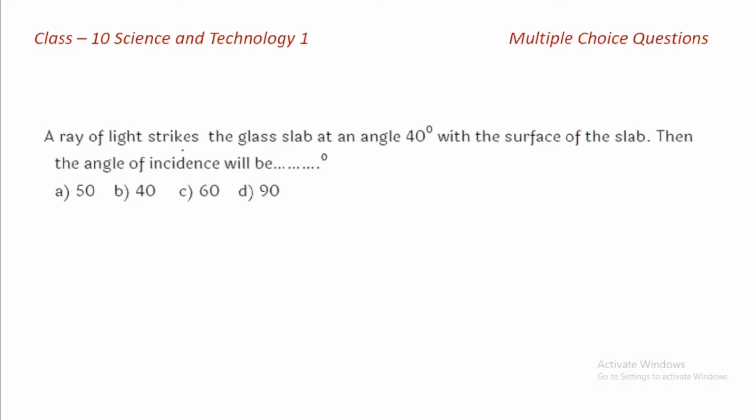A ray of light strikes the glass slab at an angle of 40 degrees with the surface of the slab. Then the angle of incidence will be dot dot degrees: 50 degrees, 40 degrees, 60 degrees or 90 degrees. Correct answer is 50 degrees. So option A is the correct alternative for this question.